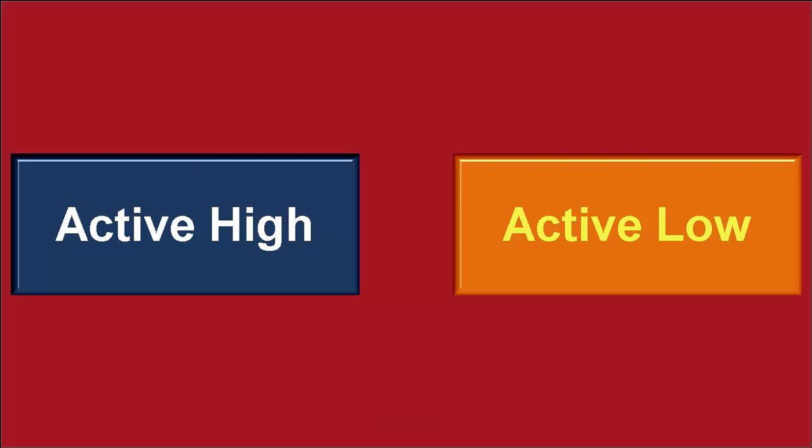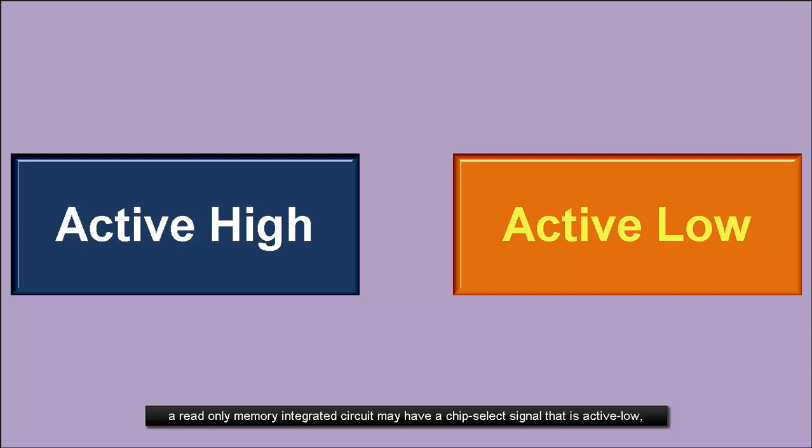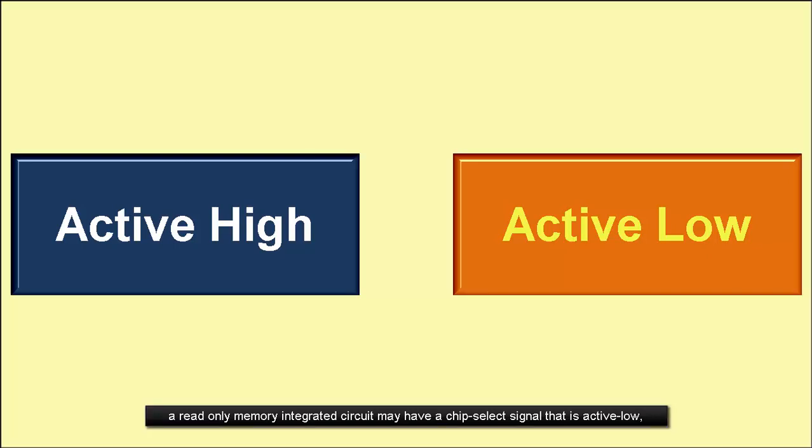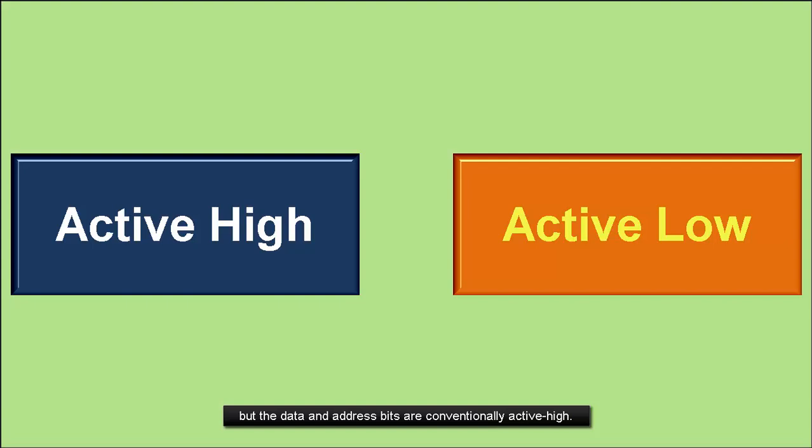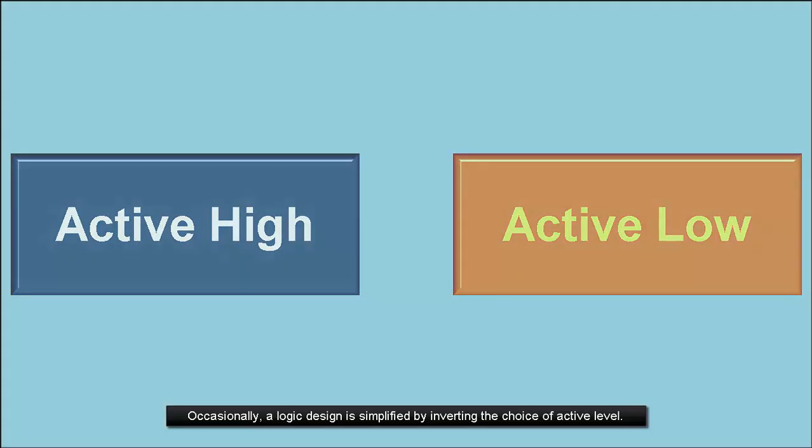For example, a read-only memory integrated circuit may have a chip select signal that is active low, but the data and address bits are conventionally active high. Occasionally, a logic design is simplified by inverting the choice of active level.